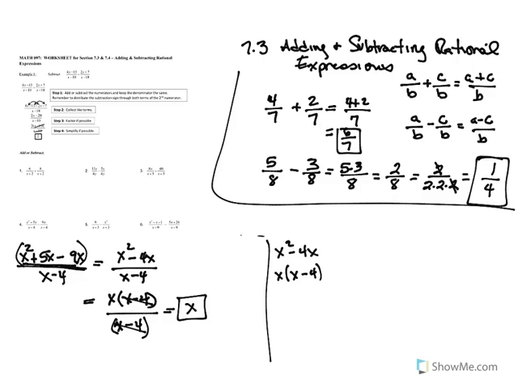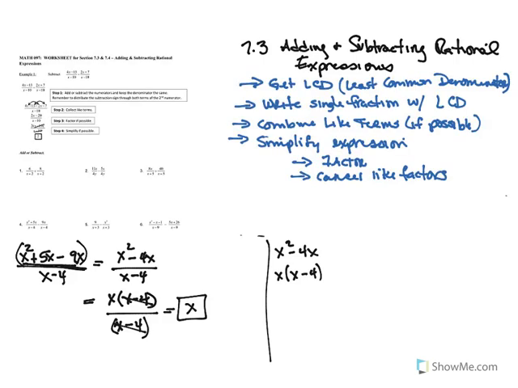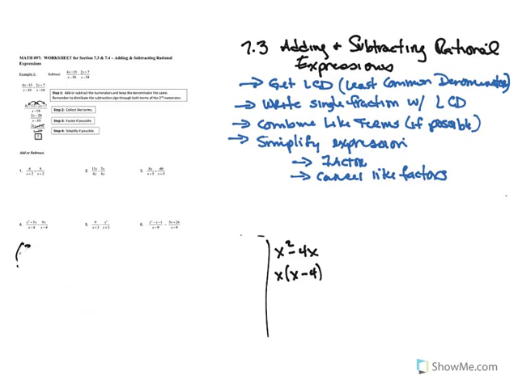So you write the single rational expression. You combine like terms. And then you start your process over. So let's write that out. Okay, so I wrote out the steps so you can have them. Because remember, it's about the process, so that you can do any type of problem.